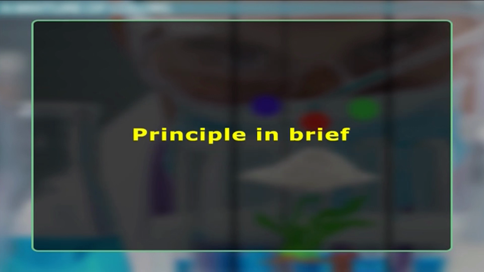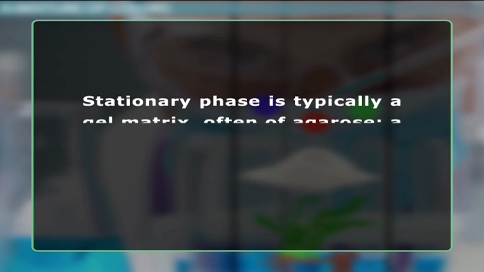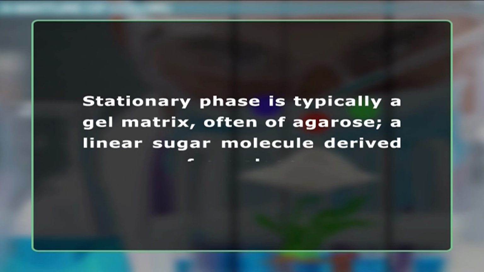Now, the principle in brief. The stationary phase is typically a gel matrix, often of agarose, a linear sugar molecule derived from algae. Usually, the starting point is an undefined heterogeneous group of molecules in solution such as a cell lysate, growth medium or blood serum. The molecule of interest will have a well-known and defined property that can be exploited during the affinity purification process. The process itself can be thought of as an entrapment, with the target molecule becoming trapped on a solid or stationary phase or medium.